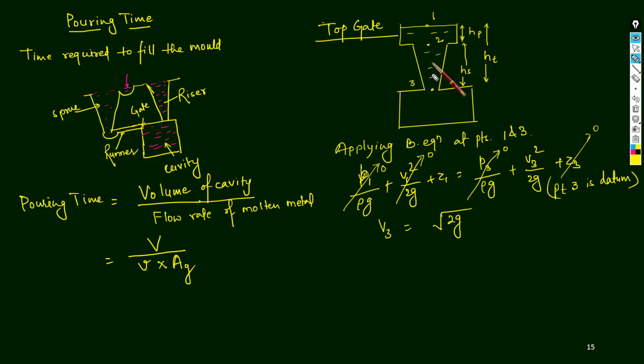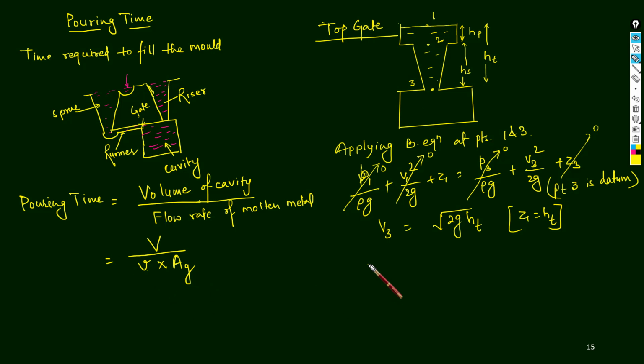Z1 is the height from datum to point 1. What is this height? It's shown as HT, so we will write HT. So Z1 is actually HT. So we have got V3, that is the velocity here.